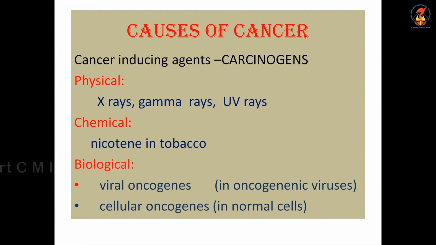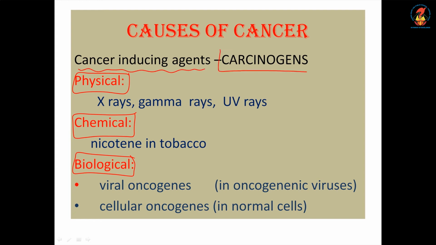Next, causes of cancer. We can broadly classify the causes into physical cause, chemical cause and biological cause. But before that, the cancer-inducing agents, what are they called? Carcinogens. So the agents that cause cancer are called carcinogens. They can be classified into physical carcinogens, chemical carcinogens and biological carcinogens.